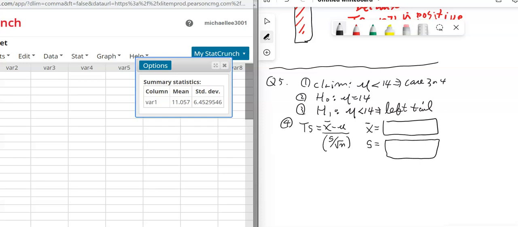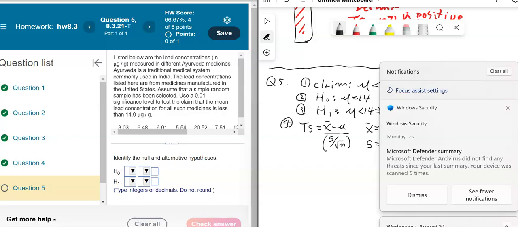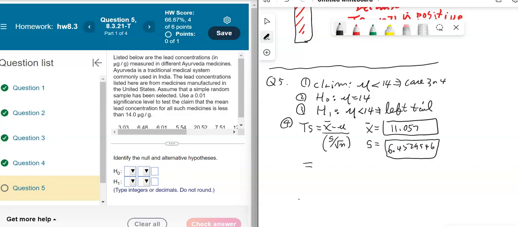So x bar, the mean, is 11.057. Standard deviation is 6.4529546, all that kind of stuff. Okay, that's what I need. Now, you want to compute this one? You don't have to. You can do that in the calculator. How? Let me use this now.